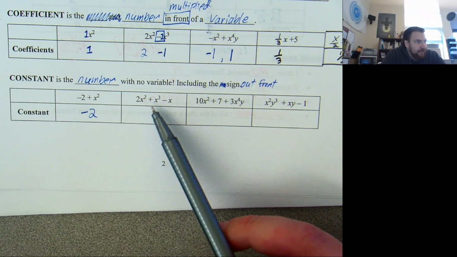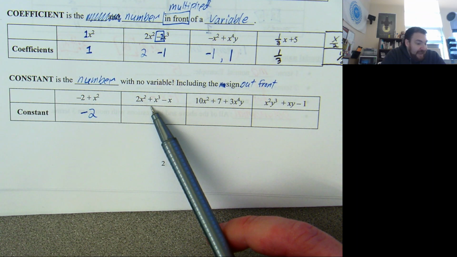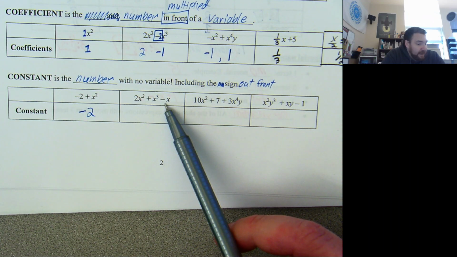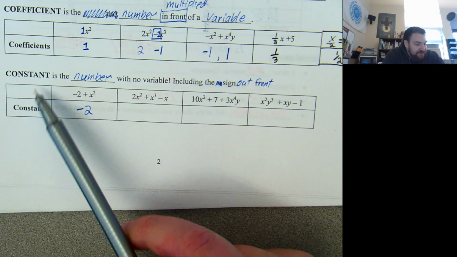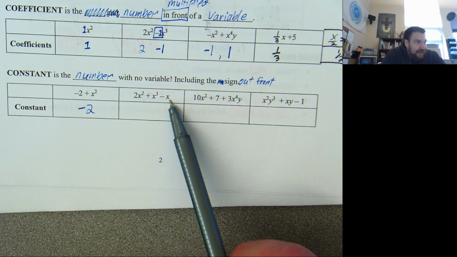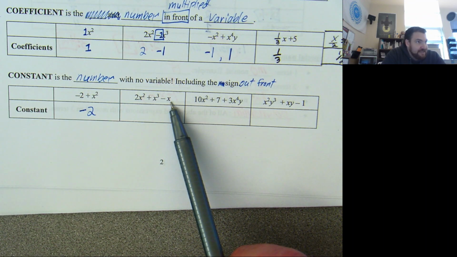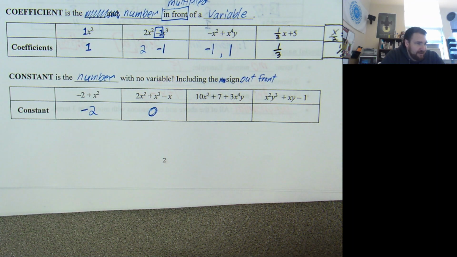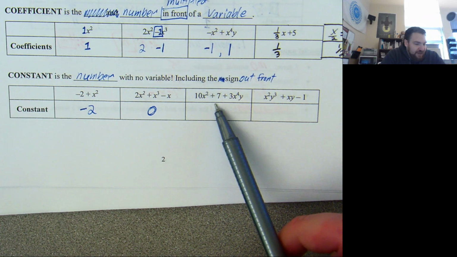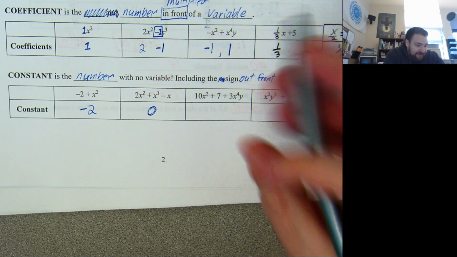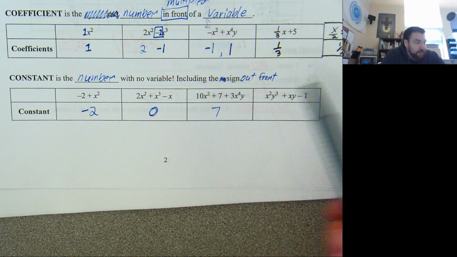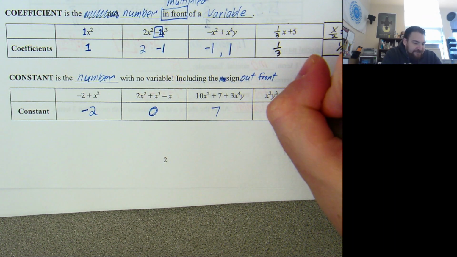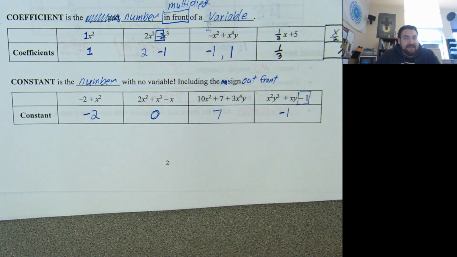Is there a term with no variable? No. Every one of these terms has a variable in it. The coefficient is 1. But the question is, what's the constant? The constant is the number with no variable. Every single thing has a variable. So the constant is 0, because there isn't one. The constant in this one is 7, because 7 is the number being added in there with no variable attached to it. And the last one here is -1. You have to include whatever sign is out front.